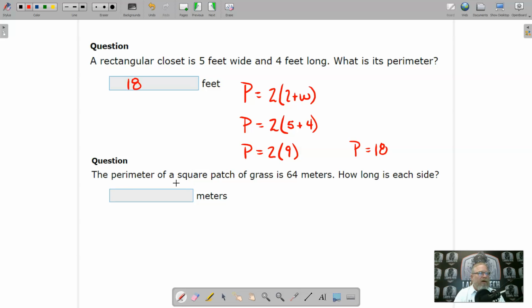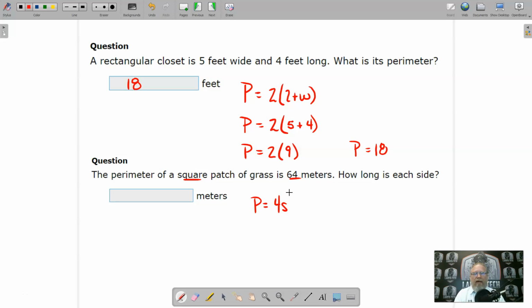On the next one, the perimeter of a square patch of grass, key phrase there, square, so we know all 4 sides are equal to one another, is 64 meters. The perimeter of a square, so the perimeter, let's go ahead and put P equals, and for perimeter of a square, we're just going to have the side length times 4. So P equals 4s, 4 times the side, correct?